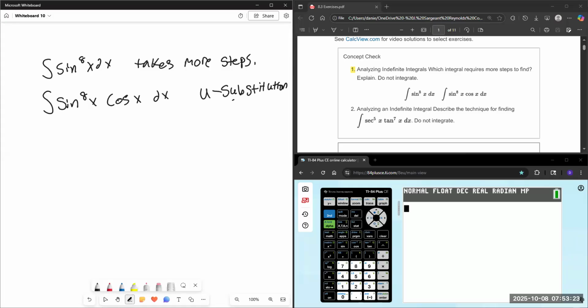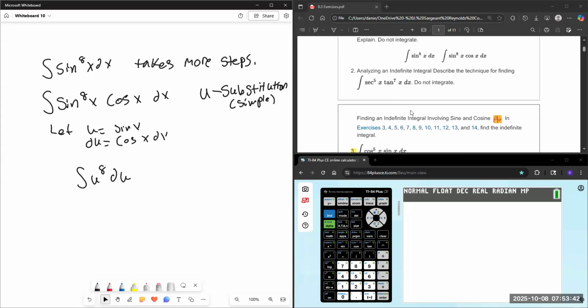This is simple, so we would let u equal to sine x, du equal to cosine of x dx, and this would be in the form of u to the 8th du. Very simple. We're not supposed to solve it, so we'll move on to number three.